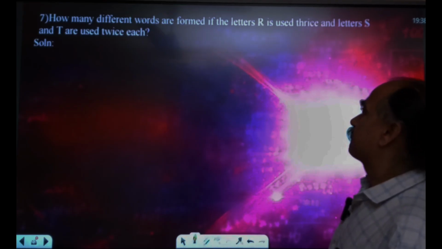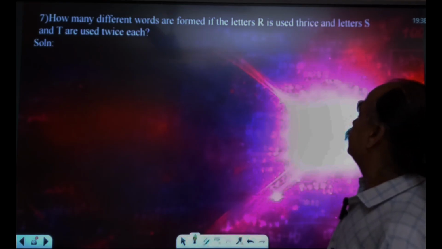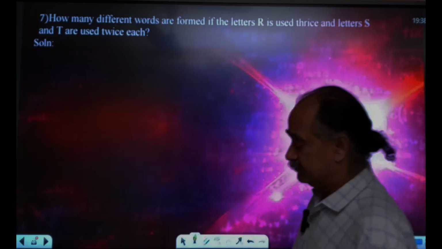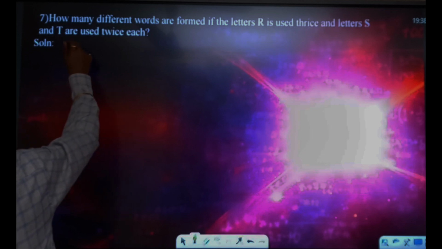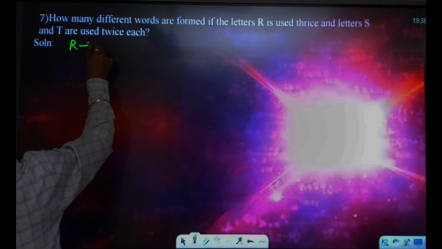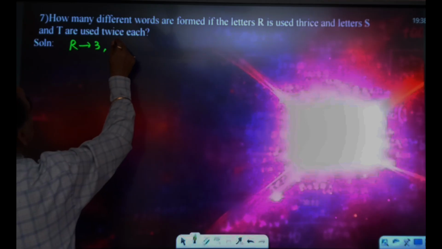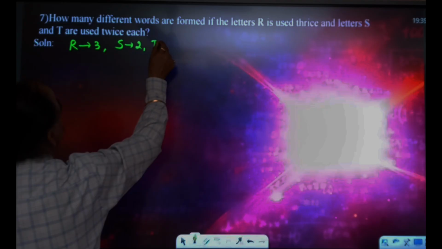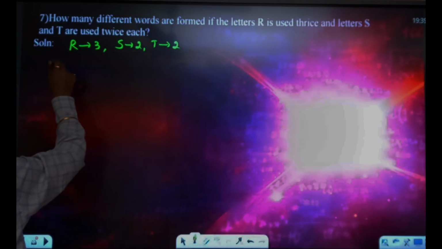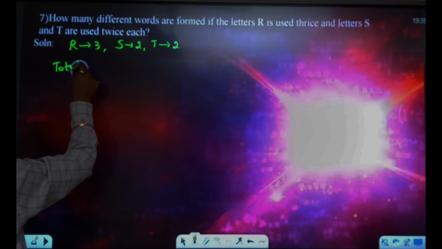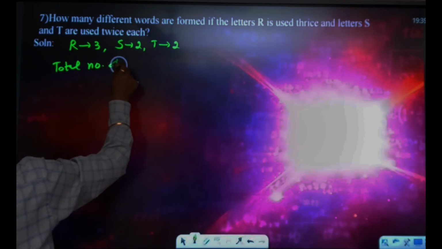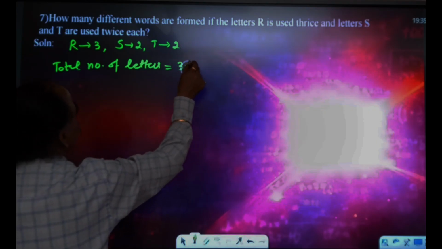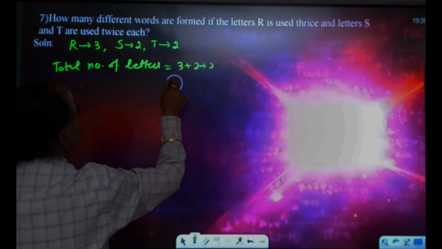How many different words are formed if the letter R is used thrice, S and T are used twice? R 3, S 2, T 2. Total number of letters is 3 plus 2 plus 2, 7.